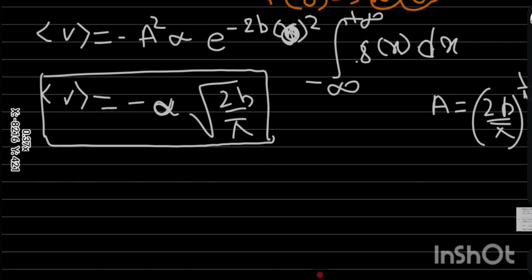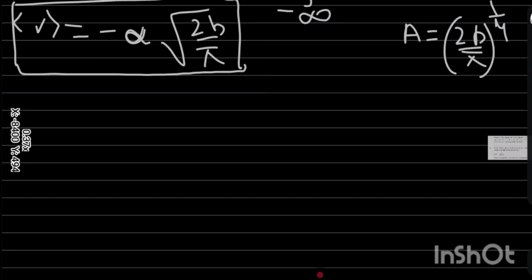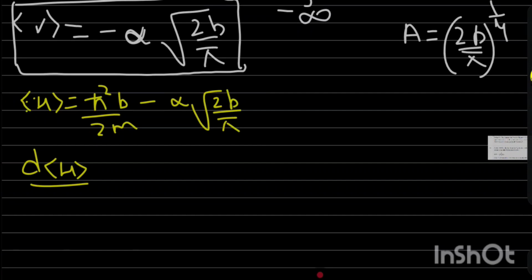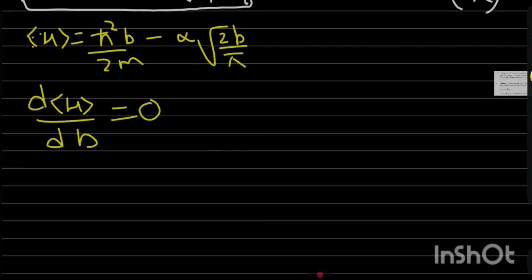Okay, so now we are going to construct a Hamiltonian, and the Hamiltonian will look like this: H = ħ²b/2m − α√(2b/π). Now if we have to minimize this, we will differentiate this Hamiltonian with respect to the parameter b and set it to 0.